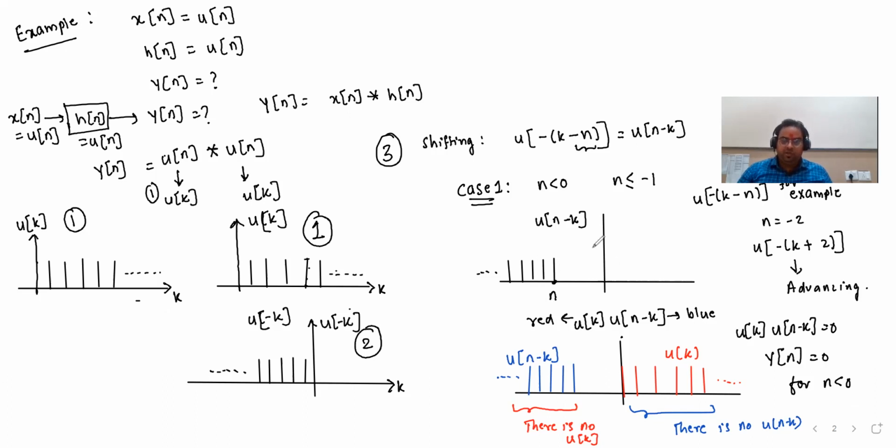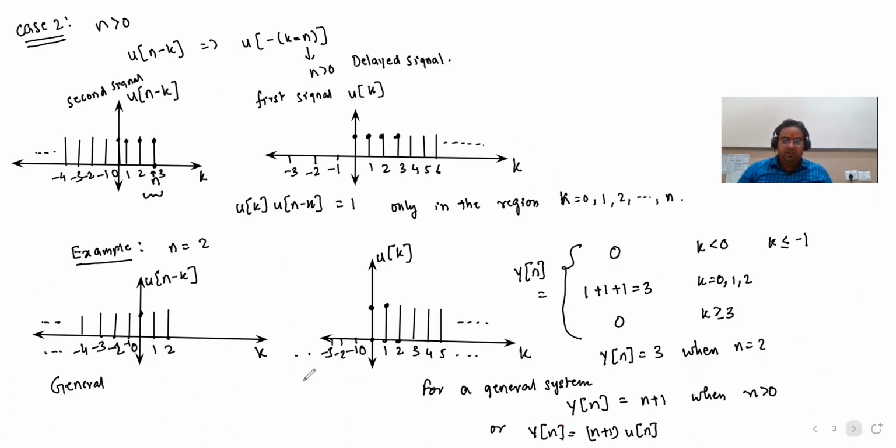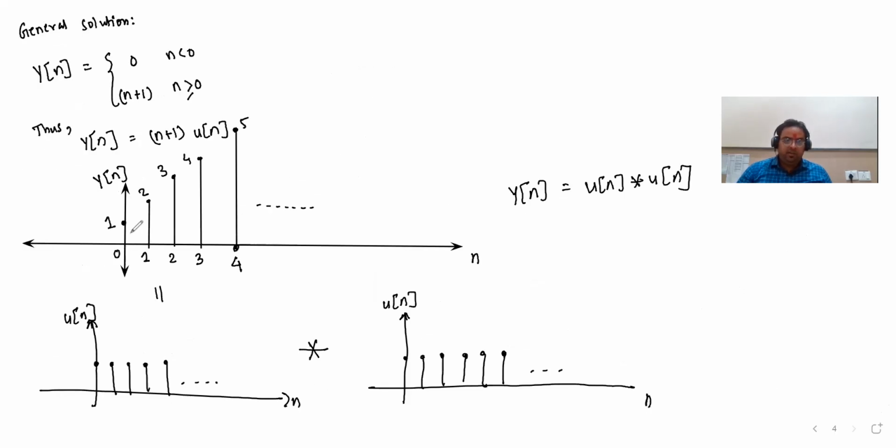Gradually, when this was shifted towards the right side, we saw how much the overlap of this signal was with the u of k signal. The overlap gradually goes on increasing as we keep shifting it more and more to the right side. Therefore y of n goes on increasing: 2, 3, 4, 5, 6, 7.